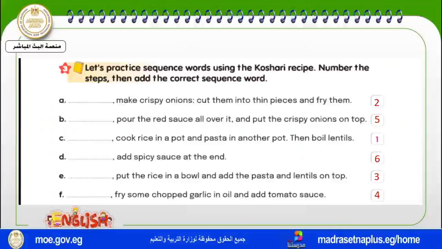We assembled the dish. We fried the chopped garlic and made the tomato sauce. We poured the red sauce all over it and added the crispy onions. And finally, we added the spicy sauce at the end. This was our recipe for making our traditional famous Egyptian food, kushari.